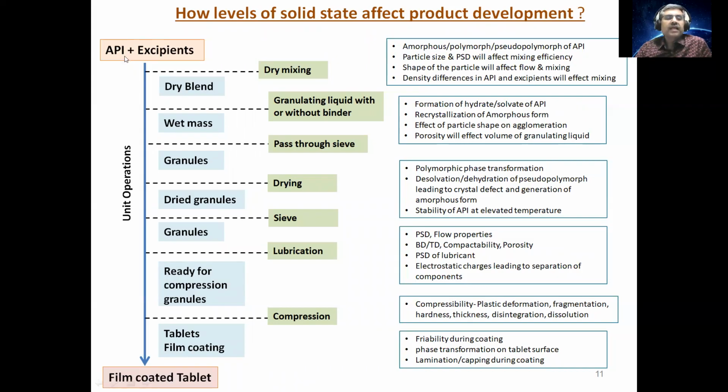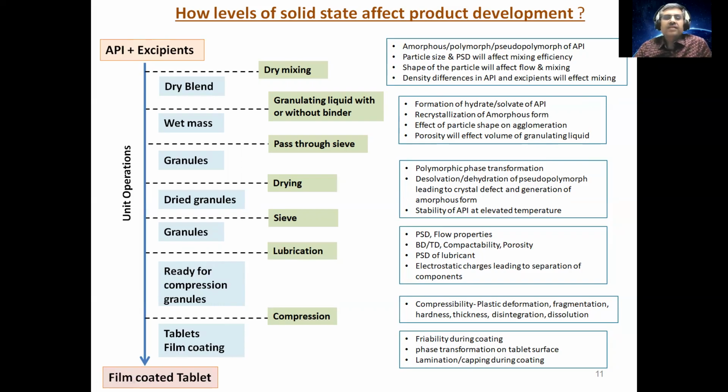Initially, we take the API and the excipient, and the first step in the tableting process is the dry blending step. Then the next step is wet mass if we are using a wet granulation process. And then we obtain a wet dough mass which is passed through a sieve to obtain granules, which are dried to obtain dried granules, which are then sieved to obtain the right size of the granules for tableting. These granules are then lubricated and then they become ready for compression, and then they are compressed into the tablets which can be subsequently film coated.